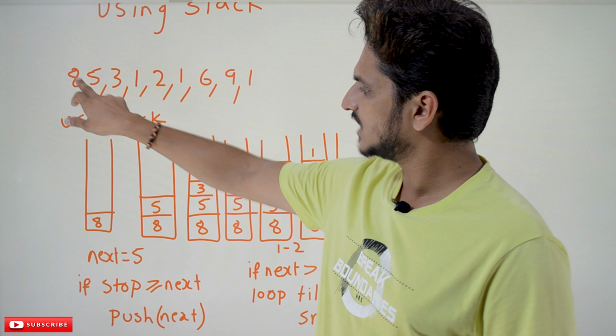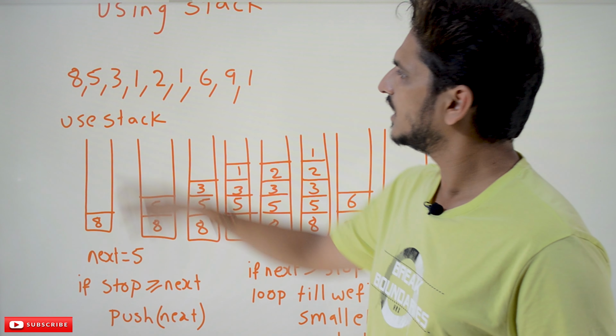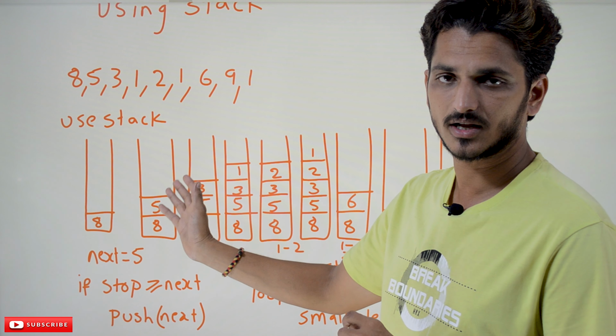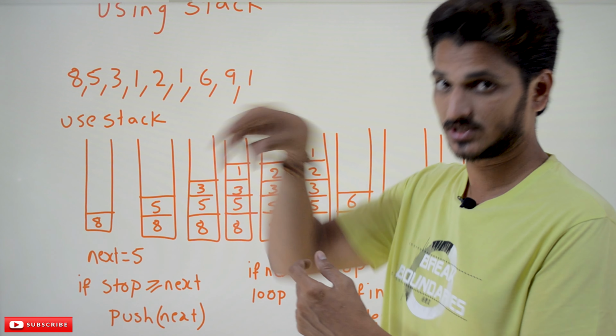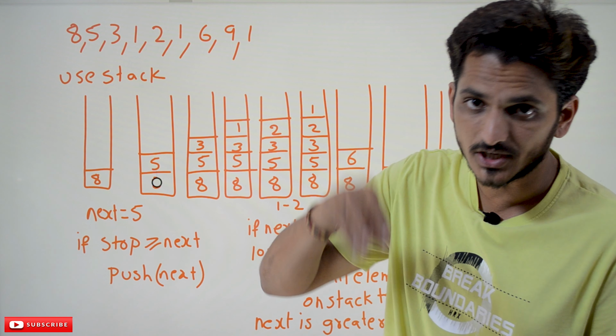So 8, the first element, should be pushed onto the stack. You start from the second element till the last element. The second element we consider as next. Next always keeps the next element. So next is equal to 5. If stack top is greater than or equal to next, push the element onto the stack. What is the next element? 5. 5 should be pushed onto the stack because it is smaller than the element present on the top of the stack. So we are going to push it onto the stack.